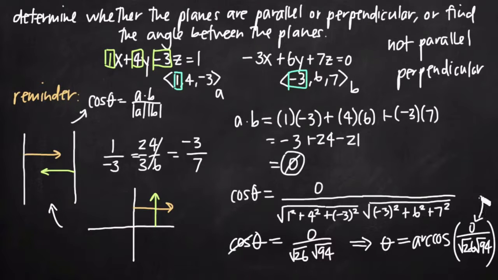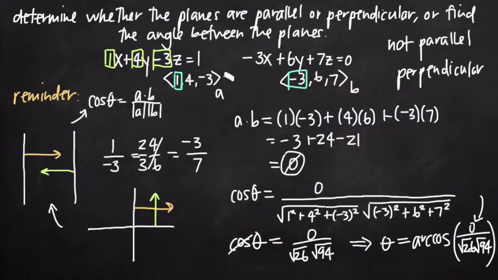This 0 right here again tells us that our planes are perpendicular, which we already found when we took our dot product. But in your case, if you had gotten a non-zero answer, you're going to have a non-zero number right here. You're going to take arc cosine, or the inverse cosine function of some non-zero number, divided by whatever square roots you end up with here in your denominator. That's going to give you a value for theta. And again, just make sure your calculator is set to degree mode. Whatever answer you get here will be the angle between the planes.